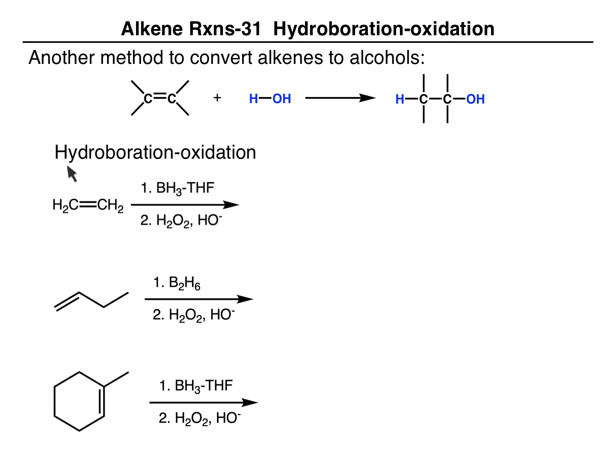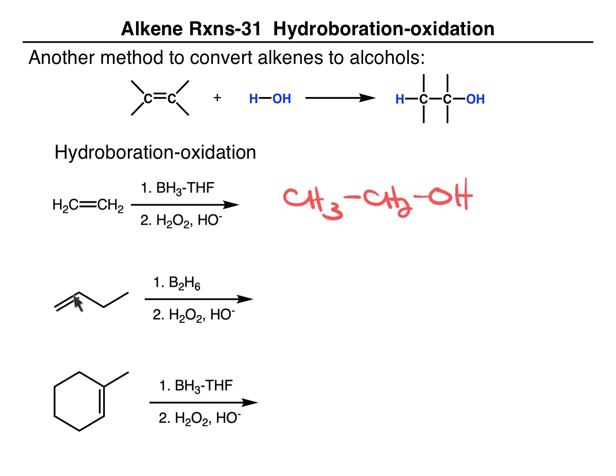The first step is hydroboration, and that can be carried out using BH3, which is complexed to tetrahydrofuran. This is an ether solvent. Or diborane, B2H6. There are some other boron reagents that can also be used. This is just a couple of examples. And then the oxidation step is carried out using hydrogen peroxide and base. So if we start out with ethylene and we carry out hydroboration oxidation, we can make ethanol.